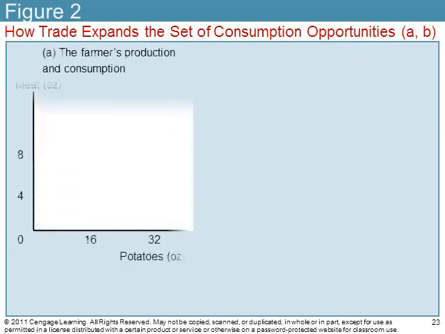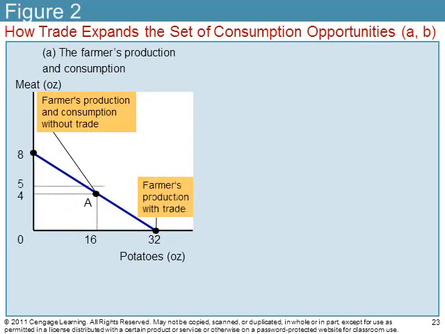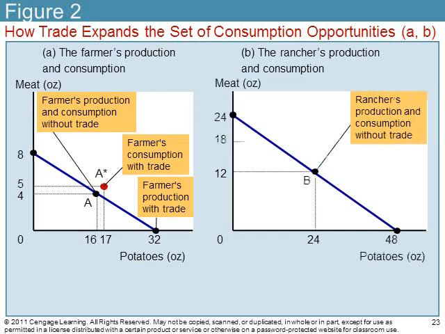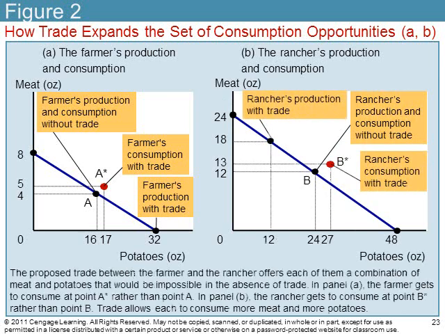But when you open the possibilities of trading, in that case, you realize that each one of them is more efficient in producing one of the products. For example, the farmer is more efficient in producing potatoes, while the rancher is more efficient in producing meat.